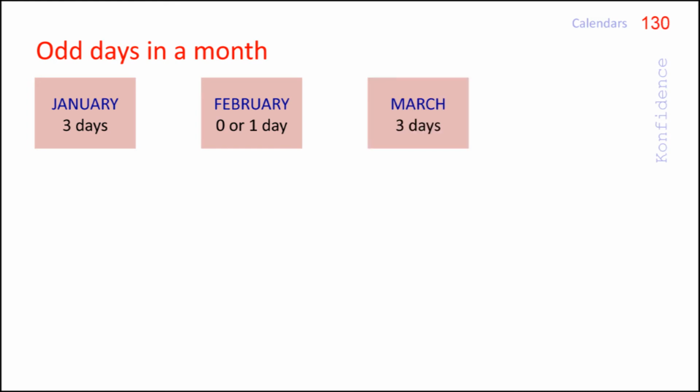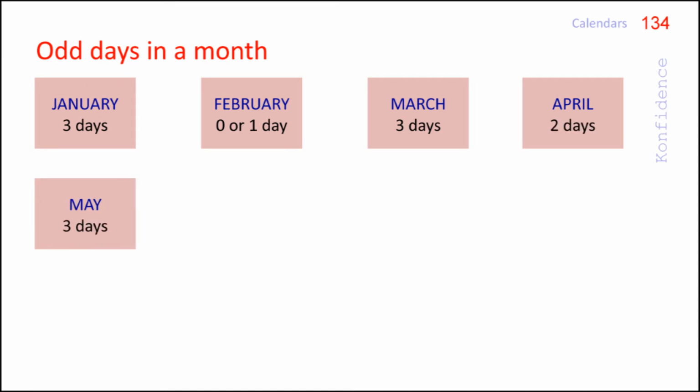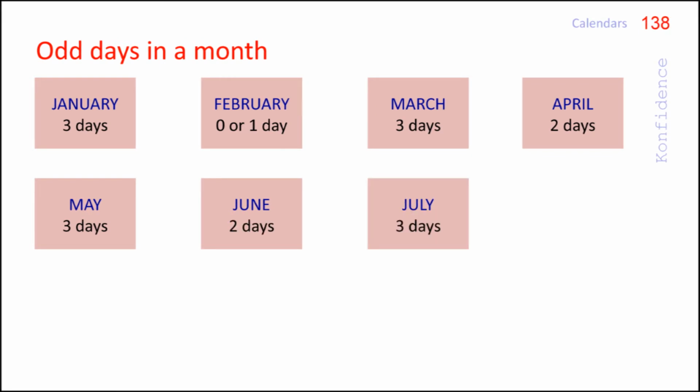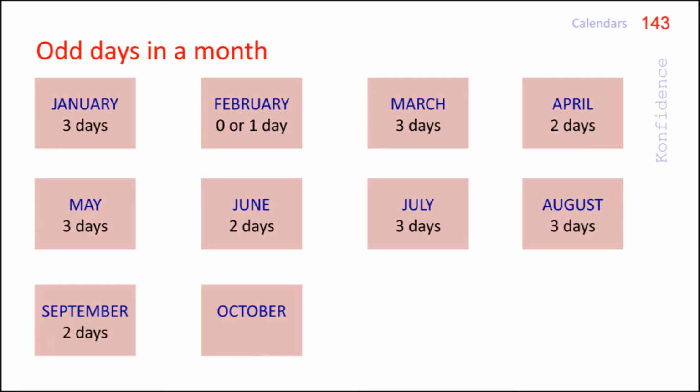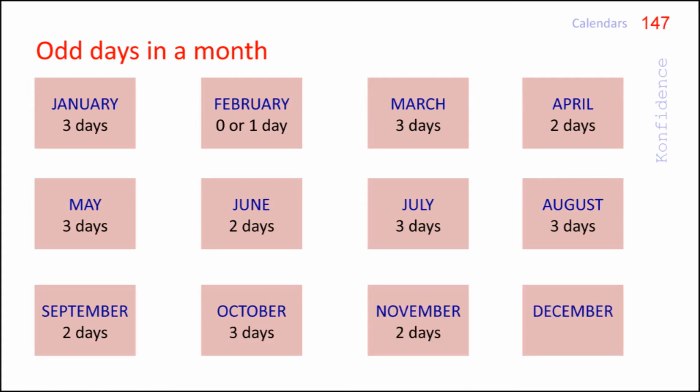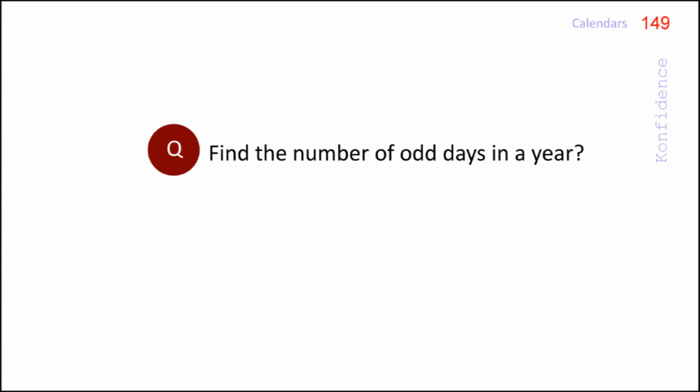March will have 3 odd days. April 2 odd days. May 3. June 2. July 3. August 3. September 2. October 3. November 2. And December 3 odd days. Look at the total number of days in each month to identify the odd days. Are you clear on all the months and the odd days in them? If yes, can you predict the number of odd days in a year?